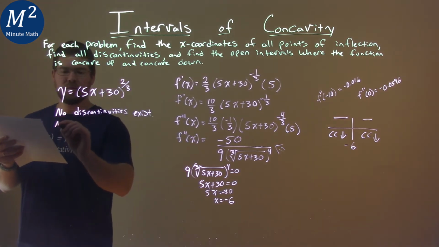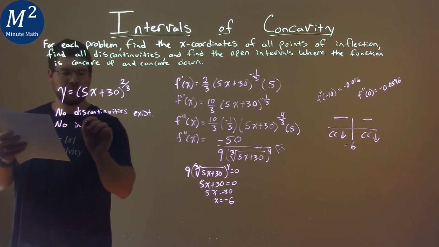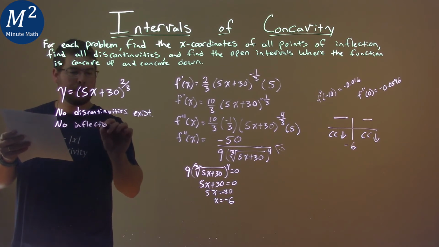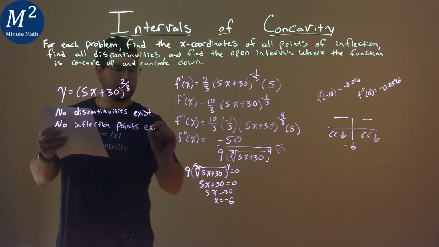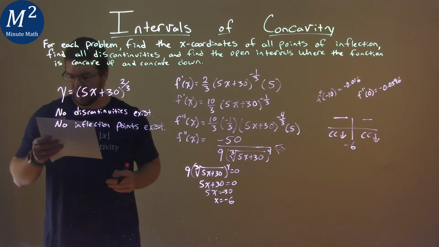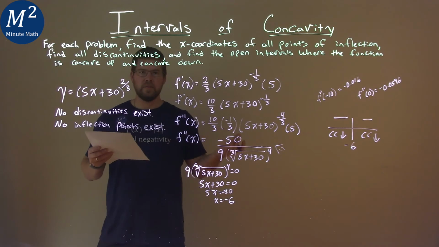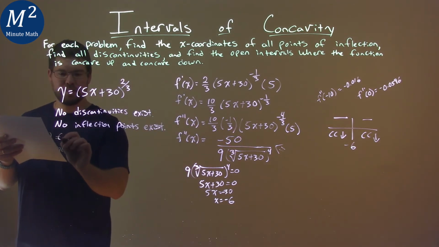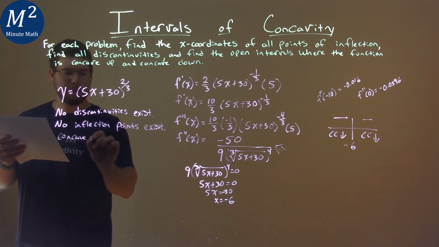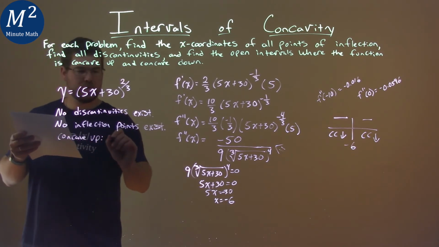So we would say no inflection points exist. Now, where is it concave up? Well, nowhere. We didn't find anywhere it's concave up, so for concave up, no intervals exist.